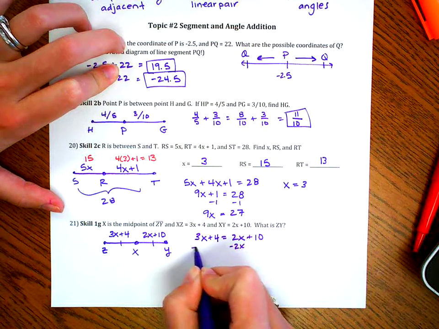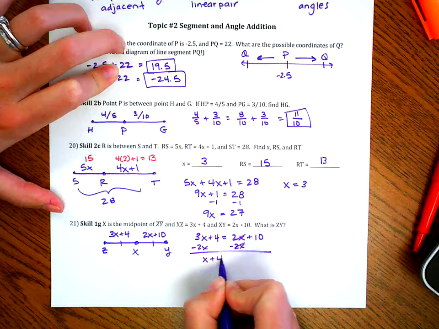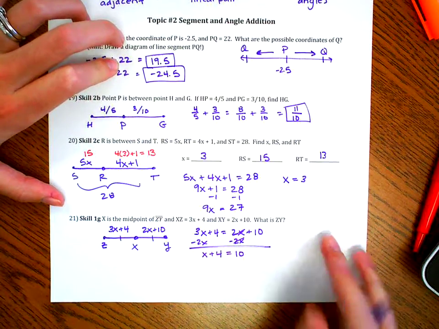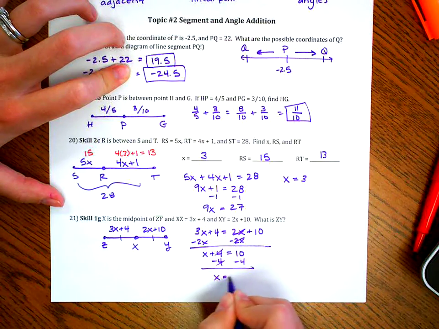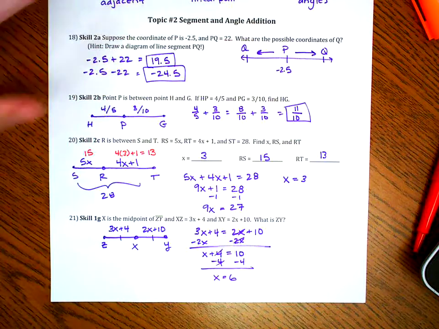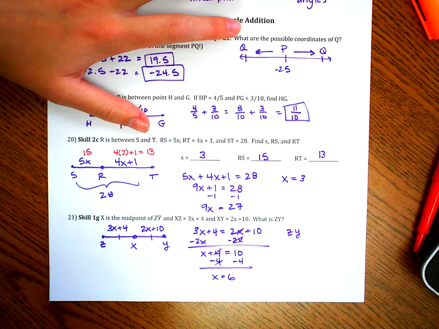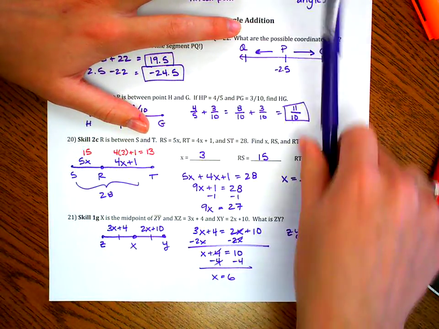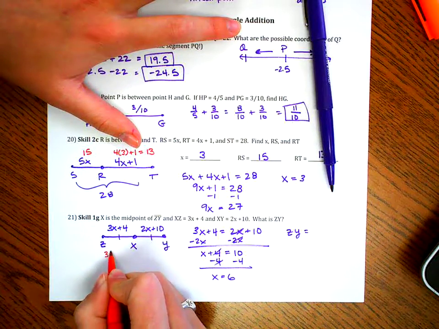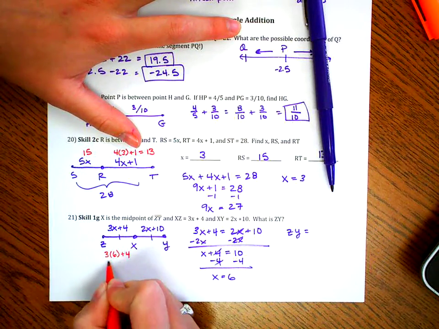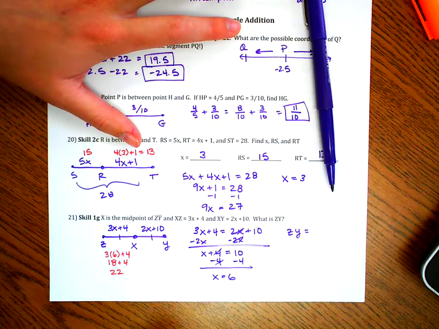I'm going to subtract 2x on both sides, and I get x plus 4 equals 10. I subtract 4 on both sides, and I get x equals 6. Well, they didn't ask us for x, they asked us for the value of ZY. Well, ZY is the whole thing, so it's easier to plug into each piece. So for this piece here, we have 3x, which is 6, plus 4. 3 times 6 is 18, plus 4, that gives us a grand total of 22.